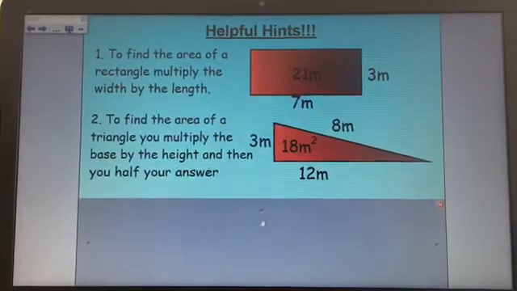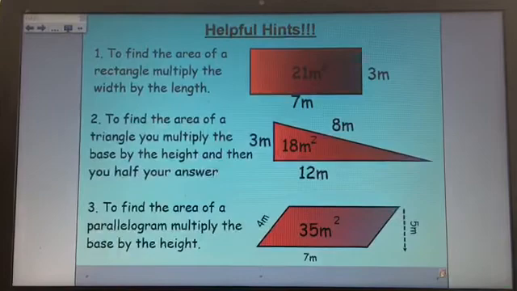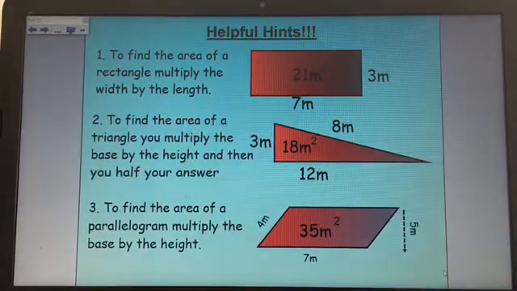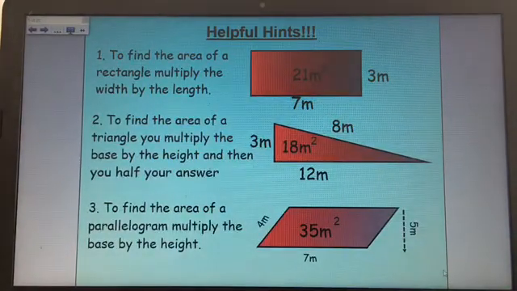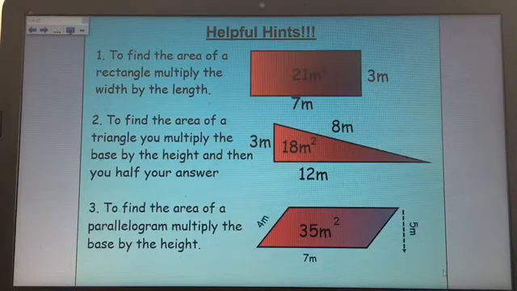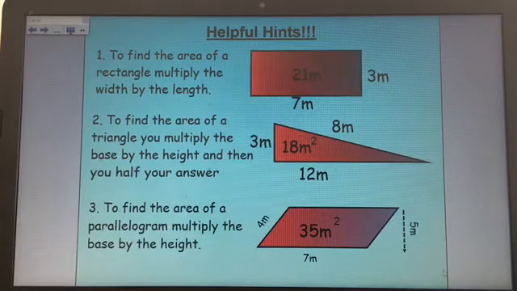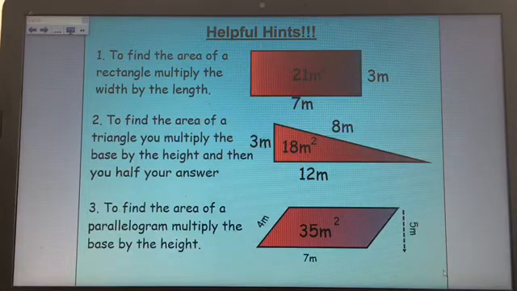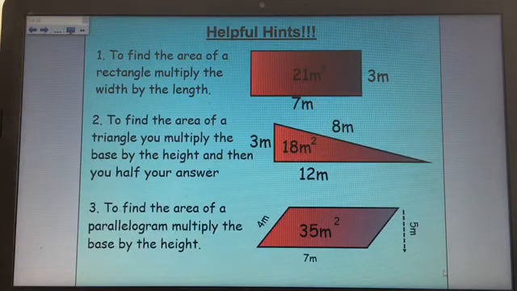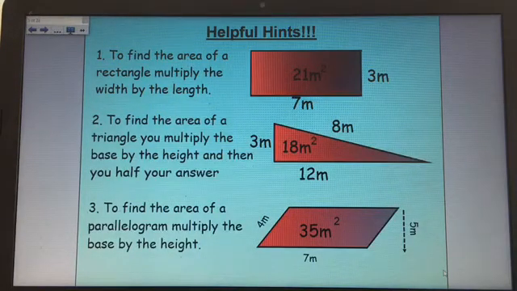And to find the area of a parallelogram, you just do the base times the height, but you don't have to half it. And again, a common mistake is people multiply the base times the side and not the height, so they do 7 times 4, which would be wrong. It'd be 7 times 5. But to find the perimeter, you could do it the same way as you would for the rectangle, where you double the sides and add them together. So double 7 would be 14, double 4 would be 8, add them together to make 22 meters.